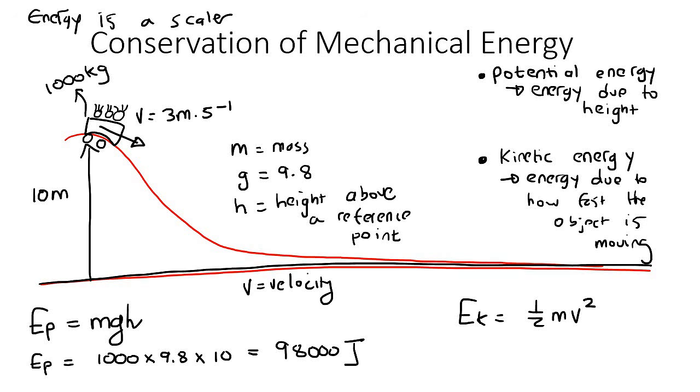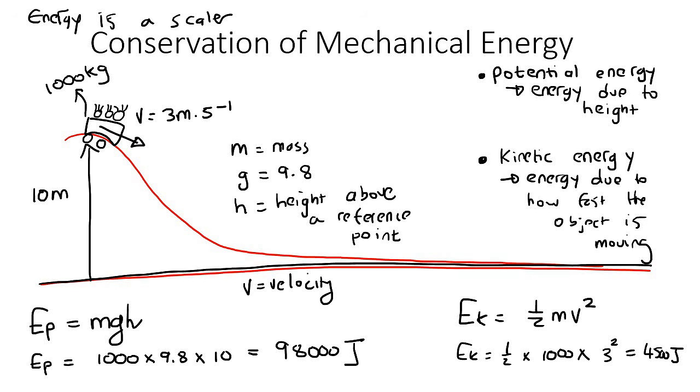Now, if we were to calculate the kinetic energy, that is going to be equal to a half multiplied by the mass, multiplied by the velocity squared, and a lot of learners forget about this 2 over here, so just remember to include that. If you work this out, you end up with 4,500 joules.